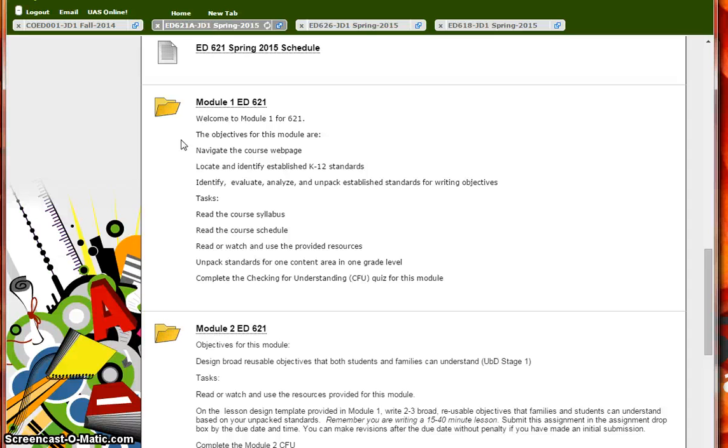And we're choosing one content area and one grade level. That means if you are doing practicums right now or are planning on doing practicums soon, pick one grade level and one content area. For instance, you might choose to do first grade writing.